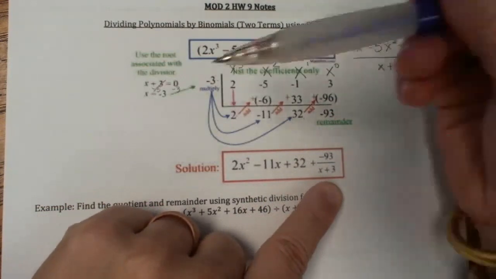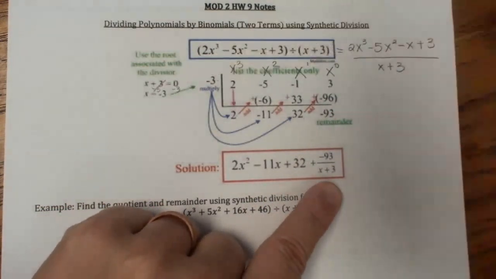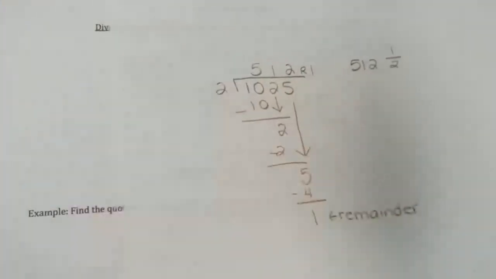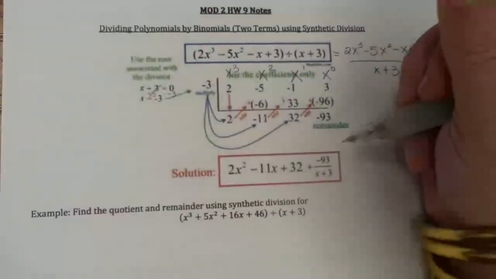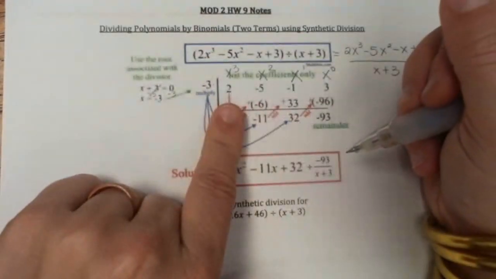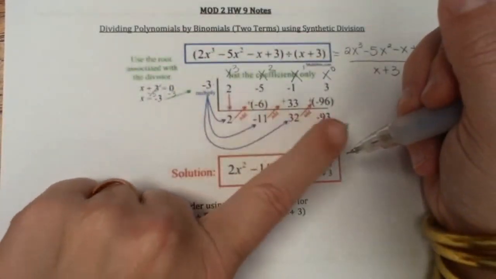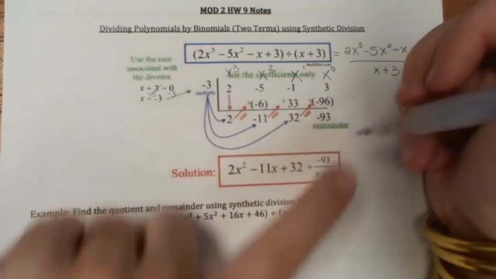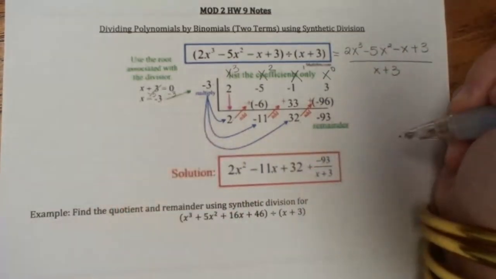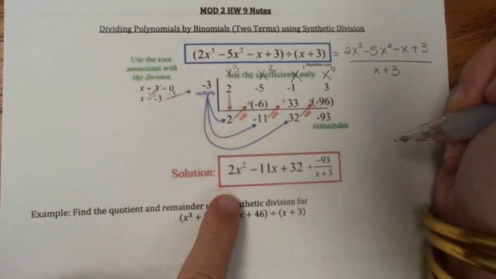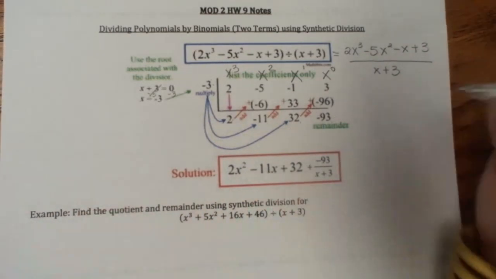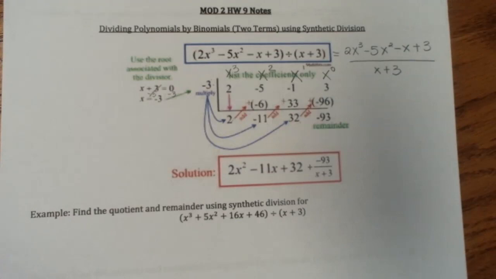So -93 divided by our divisor, which would be x plus 3. Just like here, we had a remainder of 1, dividing it by 2 to give us that 1/2 remainder. Here, we already divided this stuff by x plus 3. So then we have -93 as our remainder, divided by that x plus 3. So here would be our final answer, 2x squared minus 11x plus 32 minus 93 over x plus 3.